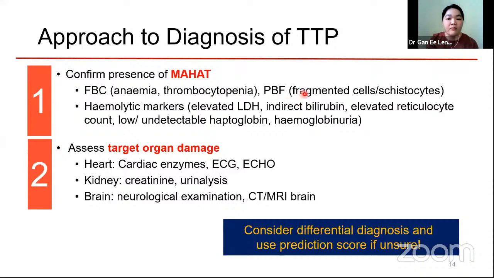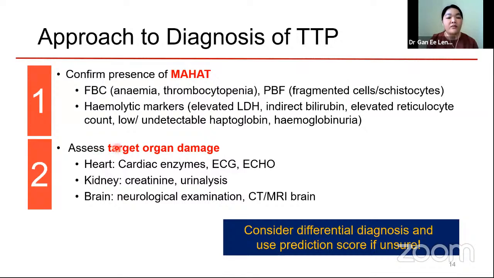Urgent review of the blood film to look for fragmented cells, or schistocytes. The hemolytic markers need to be there to support our diagnosis of MAHA, evidenced by elevated lactate dehydrogenase, indirect hyperbilirubinemia, reticulocytosis. Low or undetectable haptoglobin is important as well in supporting the diagnosis of hemolytic anemia. So taking a good history and examination is important.